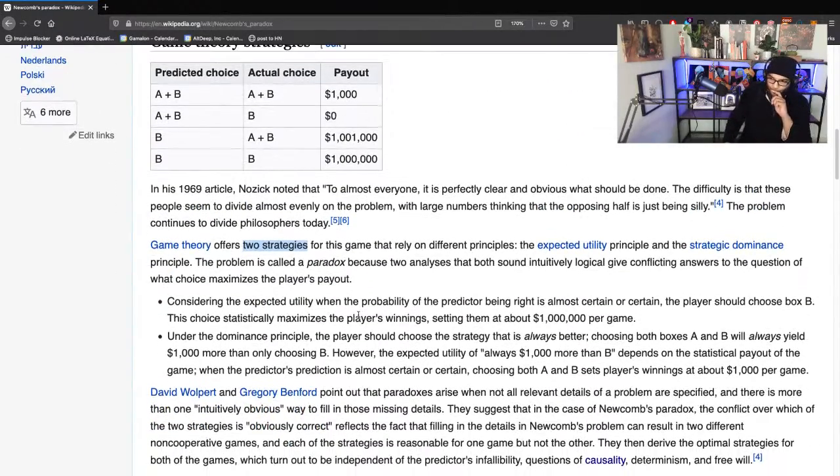So considering the expected utility when the probability of the predictor being right is almost certain or certain, the player should... So we're going to assume that the predictor... I want to write that out.